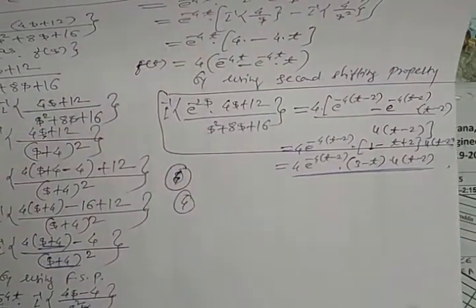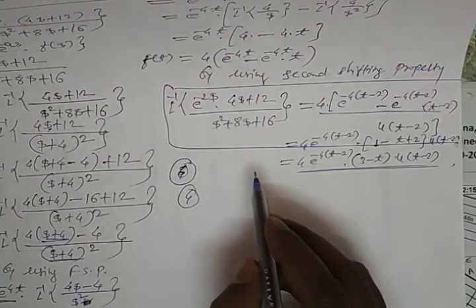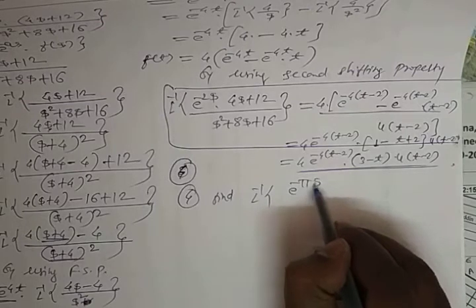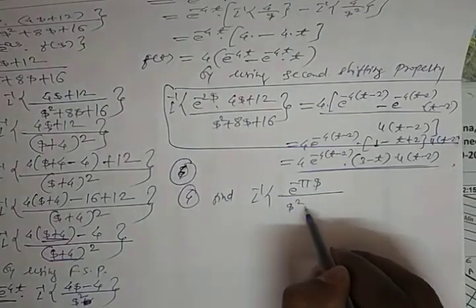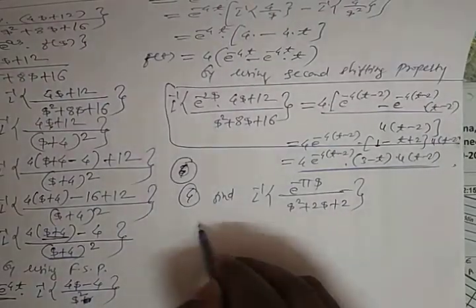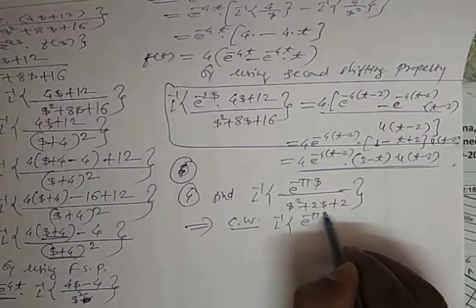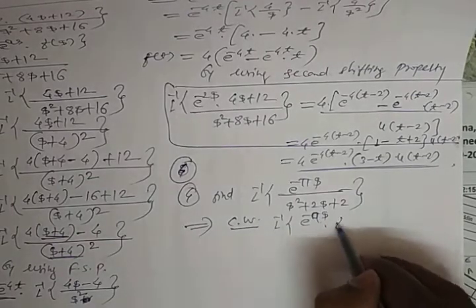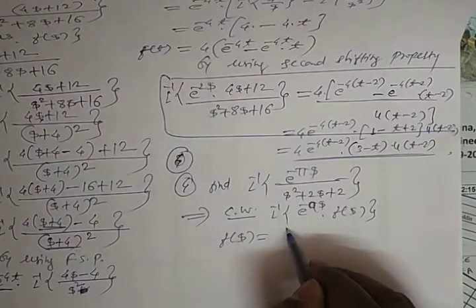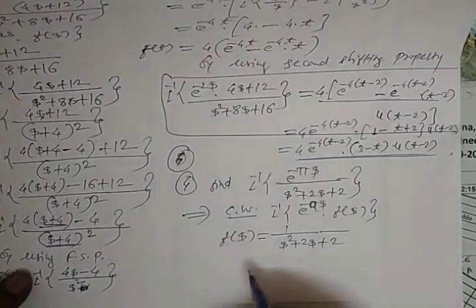Now let us take example number 4. Find Laplace inverse of e raised to minus pi s upon s square plus 2s plus 2. Now comparing with Laplace inverse of e raised to minus as into f of s, what we get here? The value of f of s is 1 upon s square plus 2s plus 2. So just take Laplace inverse of this.